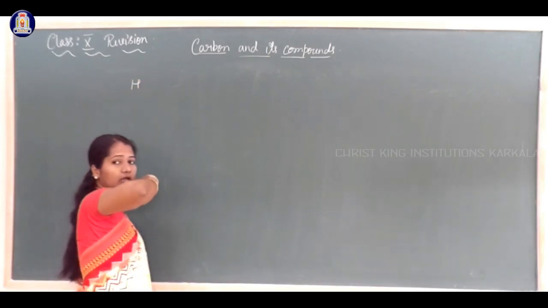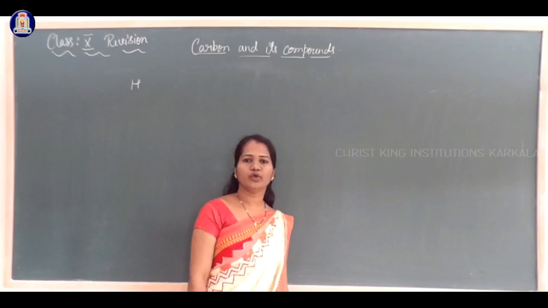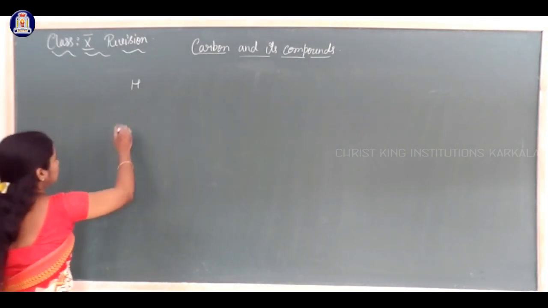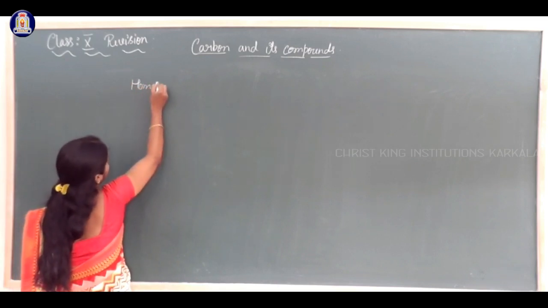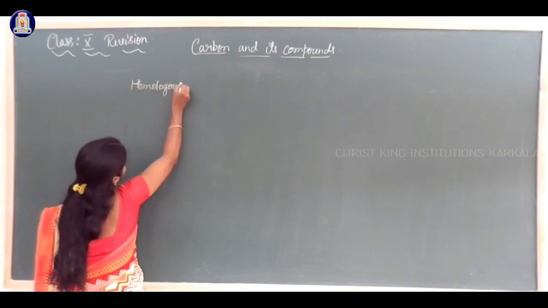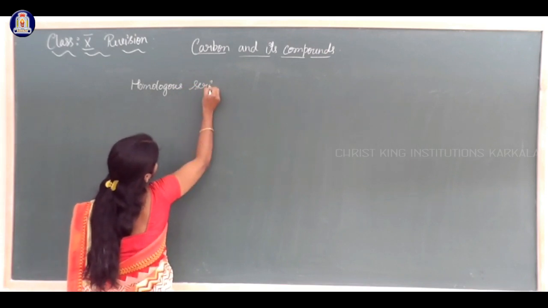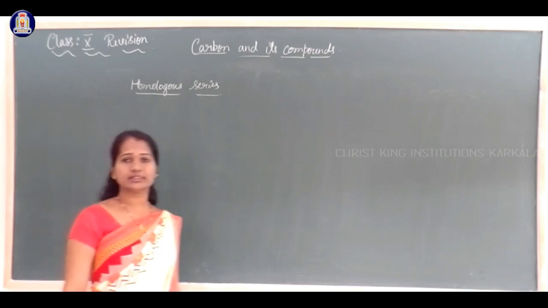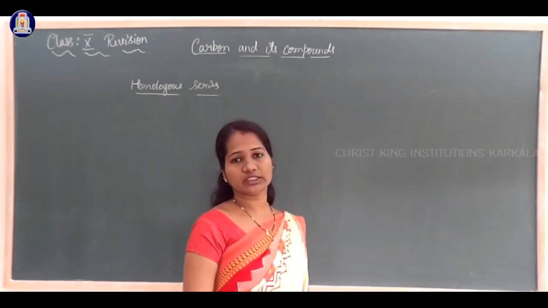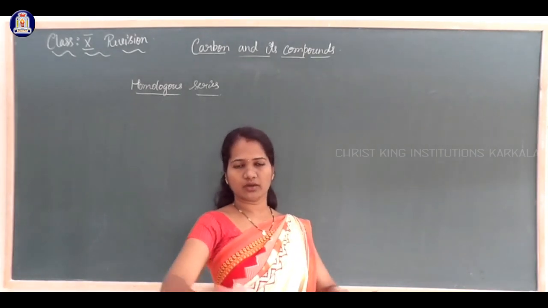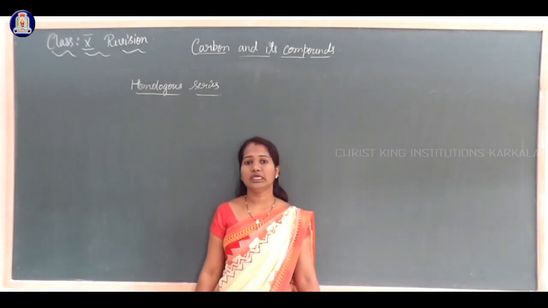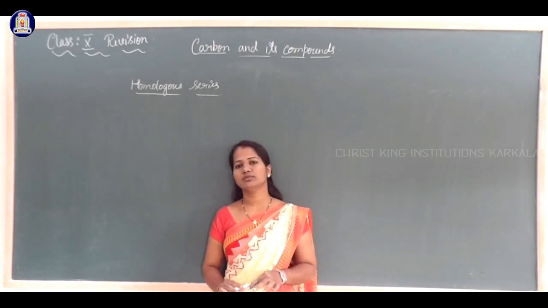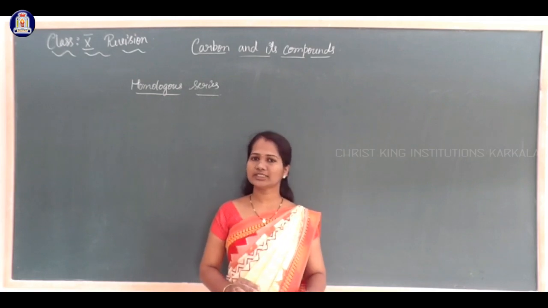So as we have seen, carbon compounds, the hydrocarbons, show isomerism, and the second property is homologous series. They form homologous series. So what is this homologous series? Homologous series means a series of compounds, or a set of compounds, in which the same functional group is present. We call them homologous series.